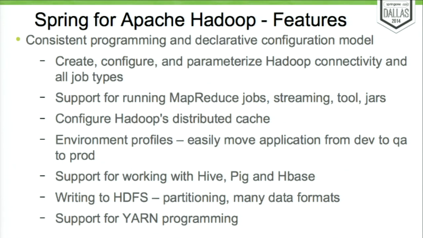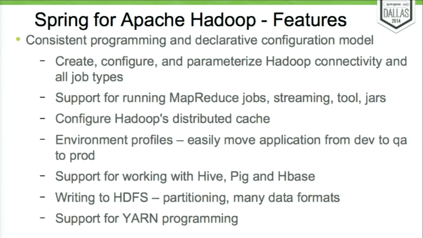So let's take a look at the features that we provide in Spring for Apache Hadoop. Like you saw, we have a configuration option. And the idea is we want to be able to parameterize the Hadoop configuration. So if you use Spring, you're used to using property placeholders and features like that. And that works very well with the Spring for Hadoop project as well.